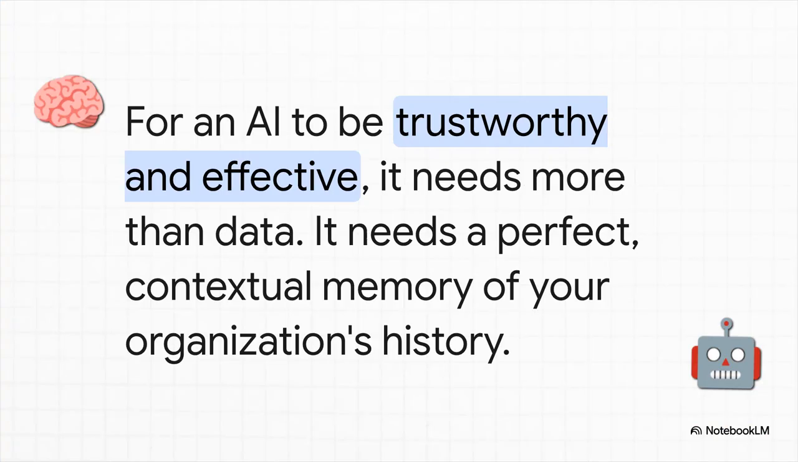You know, everyone is talking about AI and large language models, and for good reason. The potential is massive. But here's the catch. An AI is only ever as good as the data you feed it. If you train it on a bunch of disconnected snapshots with no context, you're going to get unreliable, even dangerous results. For an AI to be truly trustworthy and effective, it needs that perfect contextual memory we've been talking about. It needs the full movie, not just the last frame.